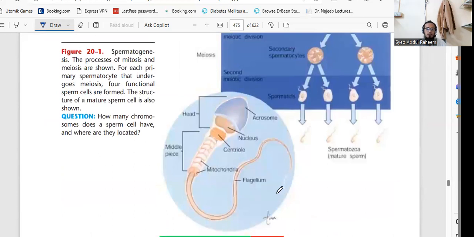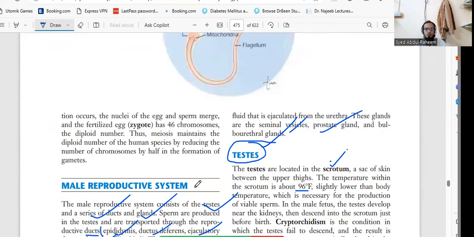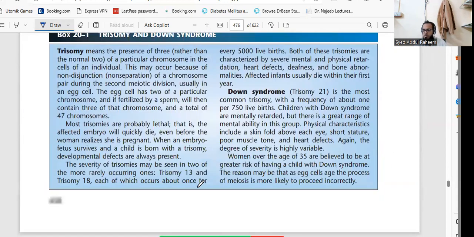You can see this diagram of the matured sperm. This is the acrosome. This is the nucleus. This is the centriole. This is the mitochondria. This is the flagellum. Head, middle piece. Okay, this is the structure of the sperm.